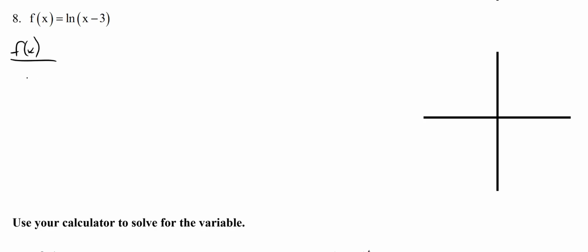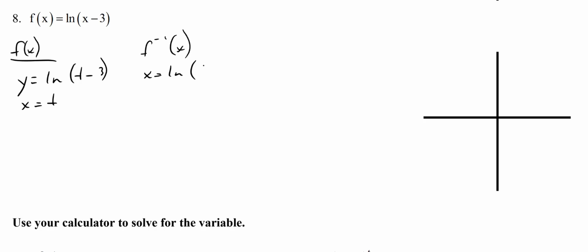that's going to be y equals ln of t minus 3, and x equals t, and then the inverse is going to be x equals ln of t minus 3. So easy. And then y equals t. Okay, and then of course y equals x, x equals t, y equals t.